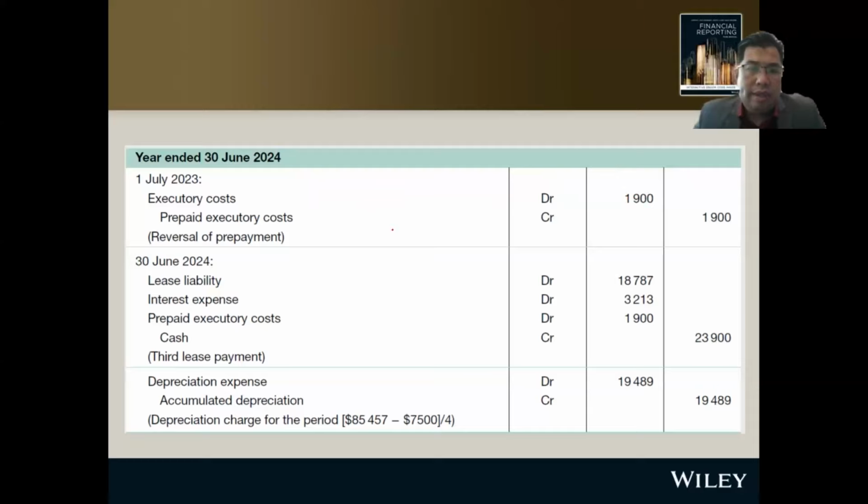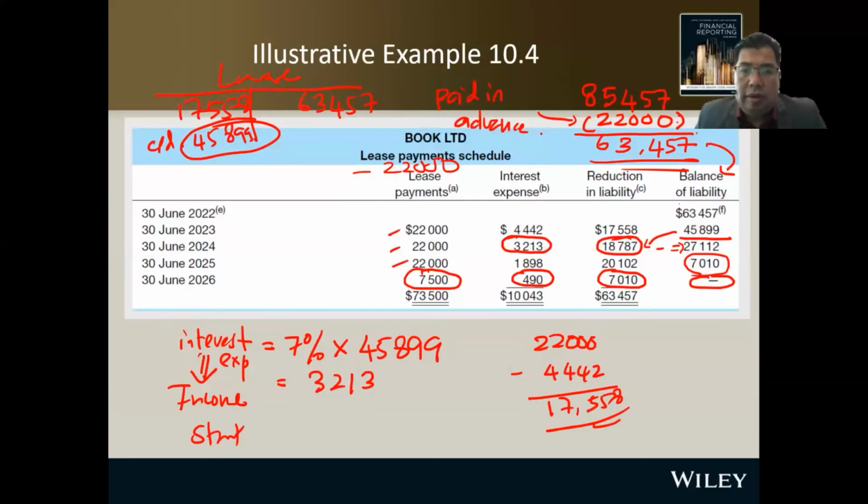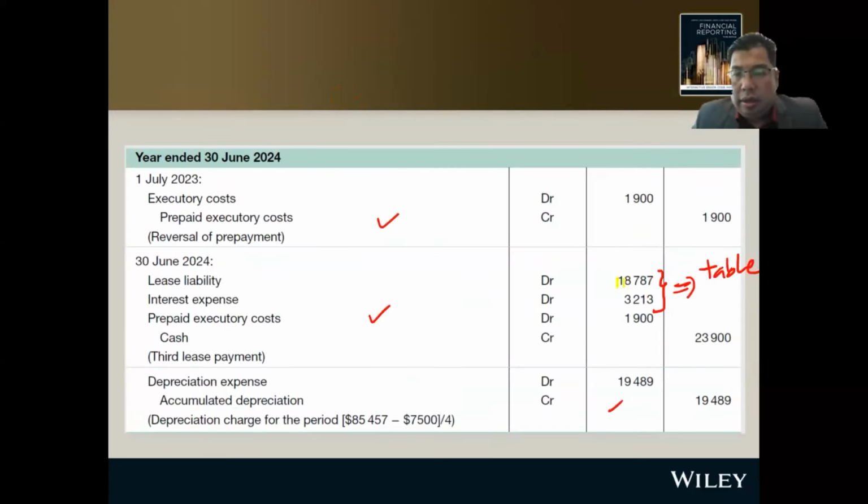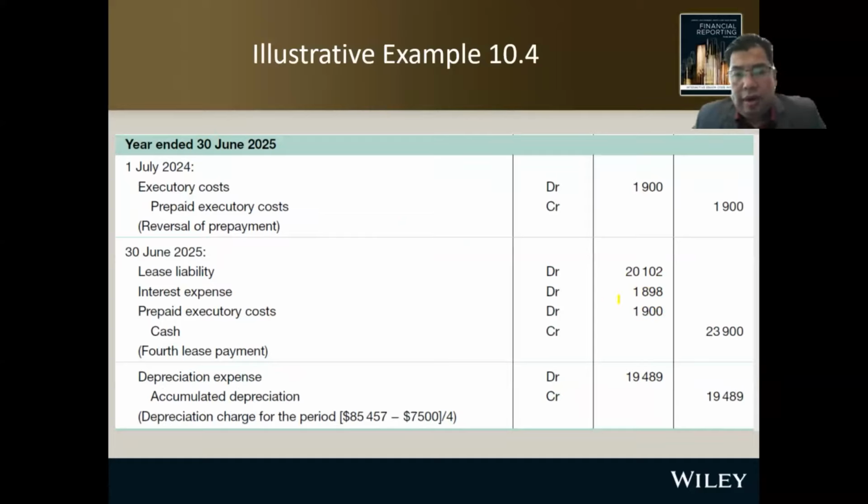So the same transaction here, with different amounts. You can see different amounts. This is from your table. It's good to come up with the table. Okay, no change in your depreciation expense. 3213 is here. 3213, 18787, 3213. And it continues with a lower interest rate and a greater portion of repayment of liability.